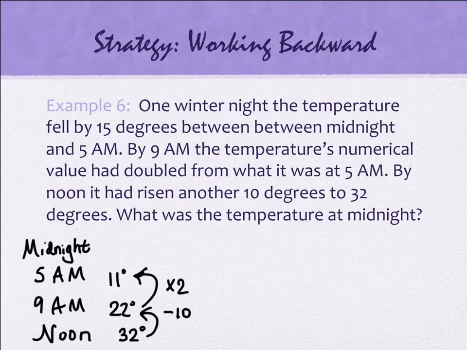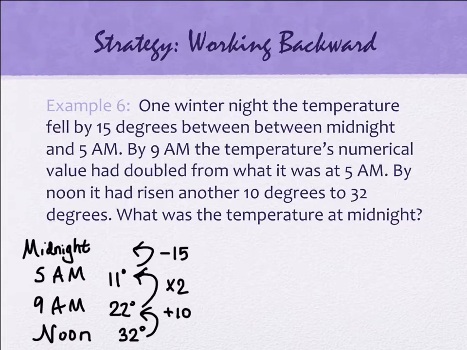My goal is to get to midnight. What do I have to do to get back to midnight? Yeah, I have to do something with the 15. Now, originally it said that it fell by 15 degrees between midnight and 5 a.m. So falling by 15 degrees would mean that it subtracted 15 degrees. This one was a 10 before. It added 10 to get from 9 to noon. It multiplied by 2 to get from 5 to 9. It subtracted 15 to get from midnight to 5.